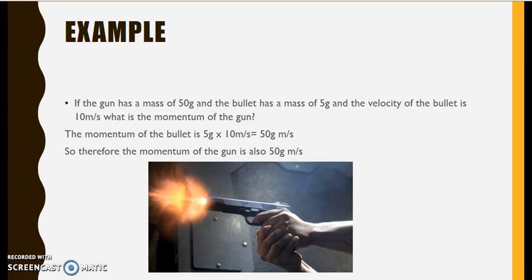Example, if the gun has a mass of 50 grams and the bullet has a mass of 5 grams, the velocity of the bullet is 10 meters a second. What is the momentum of the gun? The momentum of the bullet is 5 grams times 10 meters a second, so it's 50 gram meters a second. So therefore, the momentum of the gun is also 50 gram meters a second.